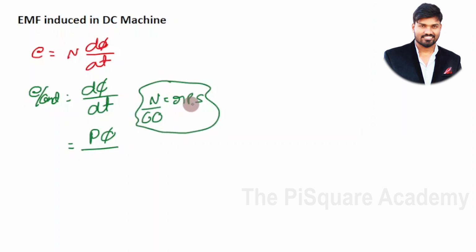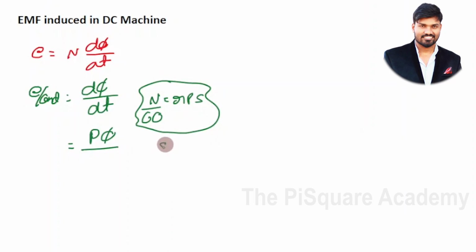And what is d phi? Total flux. Phi is flux per pole, and if you have P number of poles, it is P into phi, divided by dt. dt is the time taken for the flux linkage. It is rotating with speed N in rpm, so you go for RPS, revolutions per second, from minutes to seconds, so divide by 60. So this is what you got, revolutions per second.